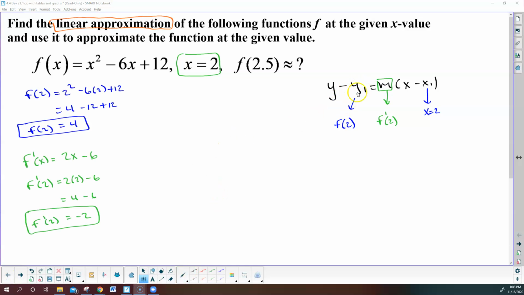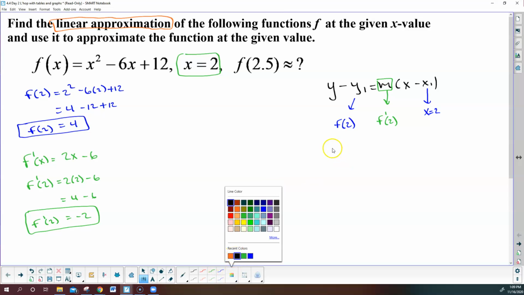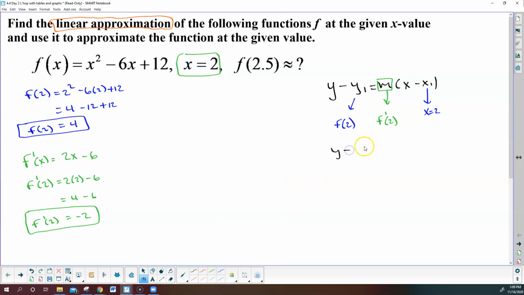Okay, so I needed to figure out what was the output of the original function when x was 2. Just plug 2 in, do some simplifying, you get 4. Then I needed to find the slope of the function when x was 2. So I'm going to take the derivative, because the derivative is the slope. Take the derivative, and I'm going to evaluate that at the point x equals 2, and you can see we get a slope of -2, which means I can now write my equation of the tangent line.